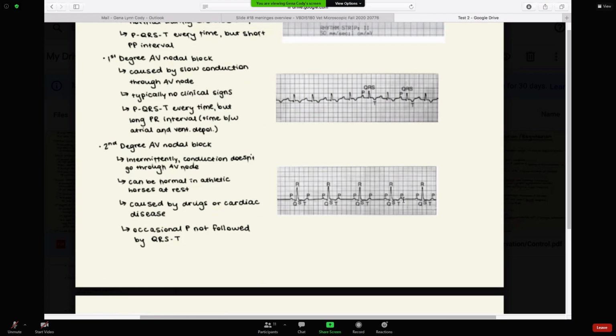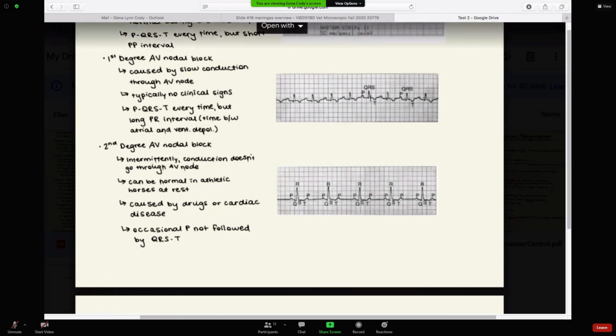This can be caused by drugs or cardiac disease, but it's also normal in athletic horses at rest. This is because they have a lot of parasympathetic innervation to their heart, or a high ratio of parasympathetic to sympathetic. So much so that sometimes it's causing this. I did not know that before vet school, but I know he's going to put something about this athletic horse on the test, right? Whereas first degree, I'm always going to have PQRST.